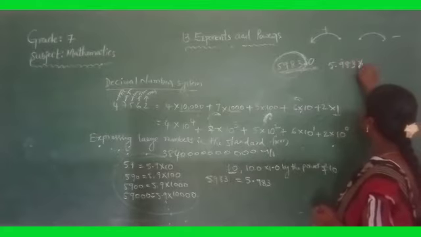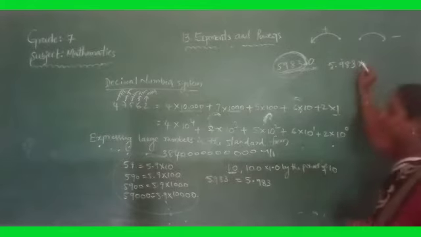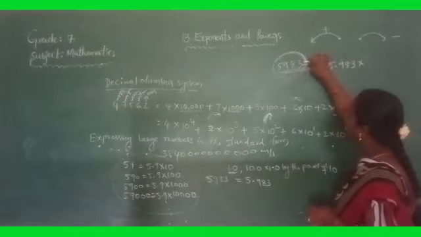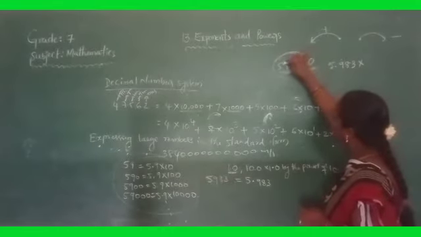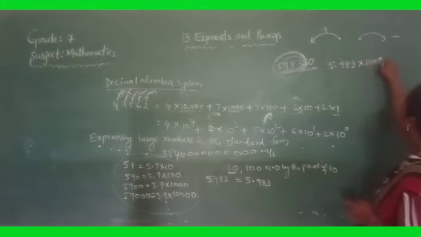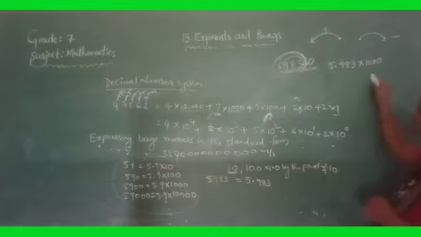5.983 into. So after shifting, before the decimal point, how many digits are there? Here only 3 digits. 3 digits means we have to write 1000. Then we can write this in exponential form, so that is 10,000. We can write 10 cube.